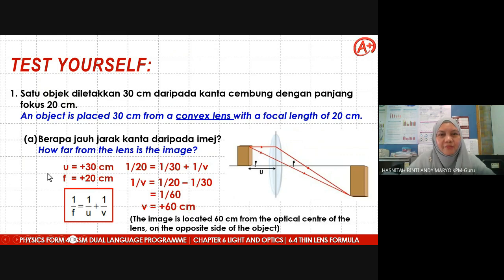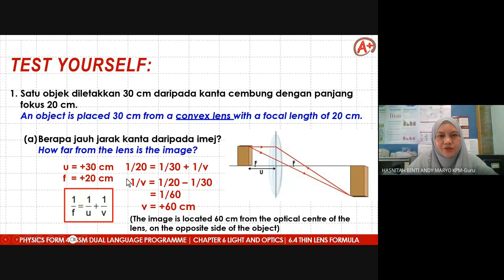Okay, then so how far from the lens is the image? So this is the information given. You remember, U for both lenses is always positive. F depends on the lens. For convex lens, the focal length is positive, and for concave lens, F is negative. So this is the thin lens formula we are applying: 1 over F equals 1 over U plus 1 over V.